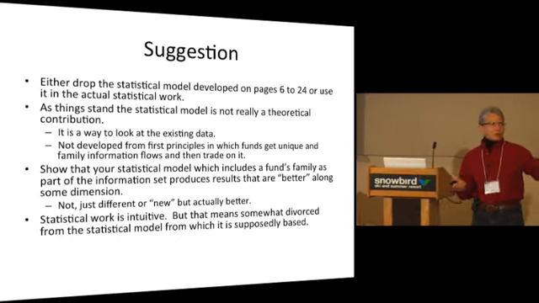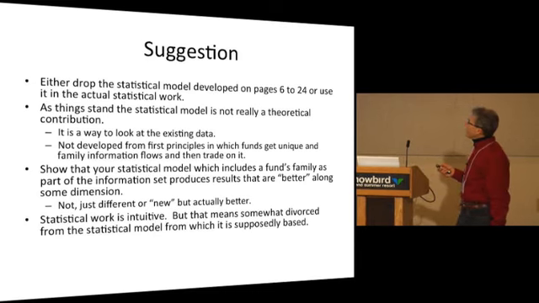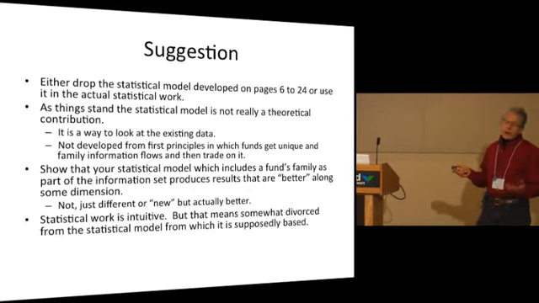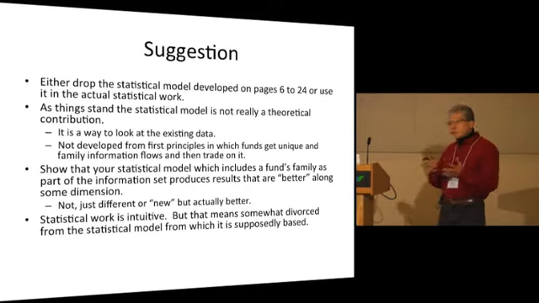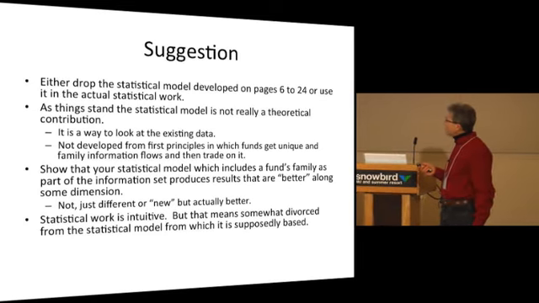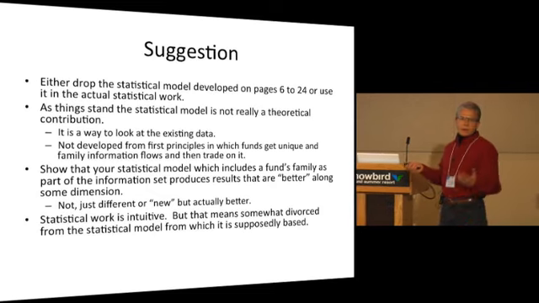They should just drop the 3 tables they've got now and replace them with the tables this would generate. That's kind of the way I would suggest doing things. Because right now, as things stand, the statistical model itself is not really a theoretical contribution. It's not really an equilibrium model. And the statistical work is itself not very much.